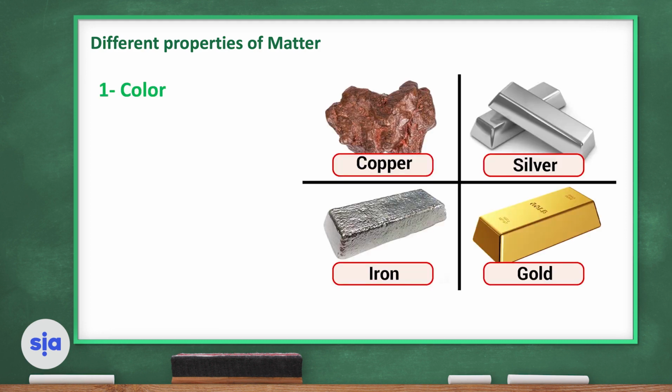What about the color? Matter differs in color. Look at the copper, reddish, silver, it's metallic color, iron, and gold. So, is there any difference between the color of these metals? Yes. So, this means that matter has different colors.